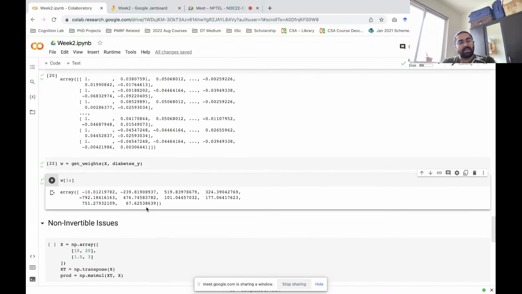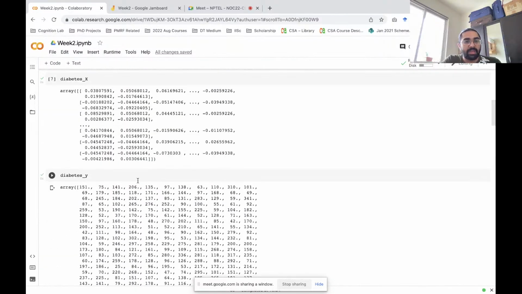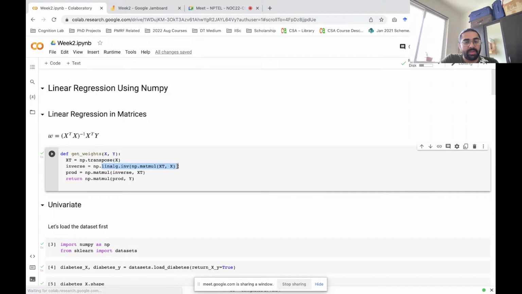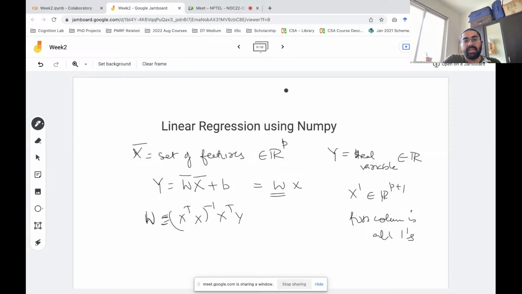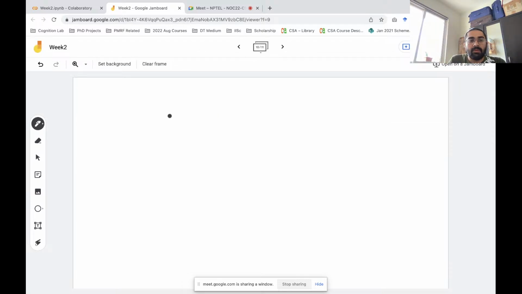I think you guys discussed in the class that it's possible that your X transpose X is non-invertible. We're trying to invert a matrix, and it may be non-invertible. So any ideas how we can solve it in case it is non-invertible? We use a ridge regression, yeah.